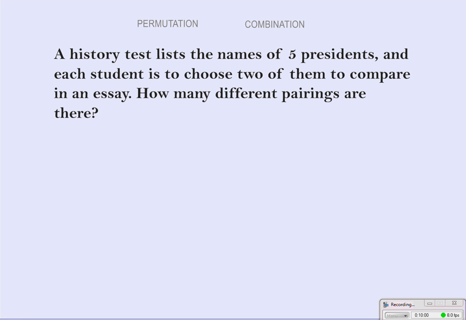A history test lists the names of 5 presidents, and each student is to choose 2 of them to compare in an essay. How many different pairings are there? Pairings is my dead giveaway. So like if I take Lincoln and then Jefferson, is that going to be different than Jefferson and Lincoln?